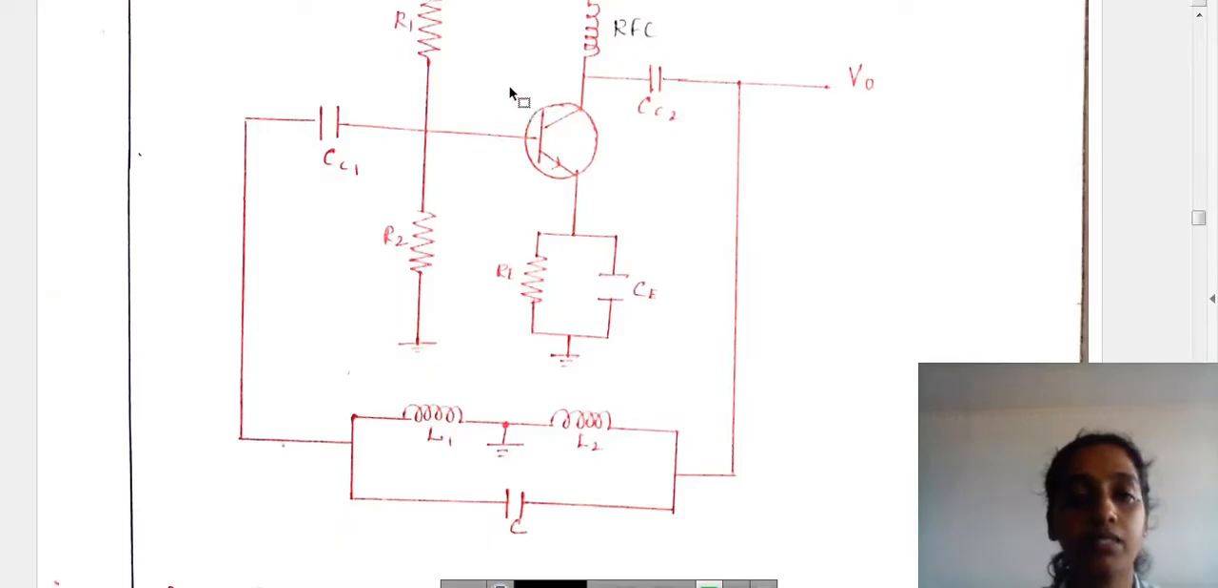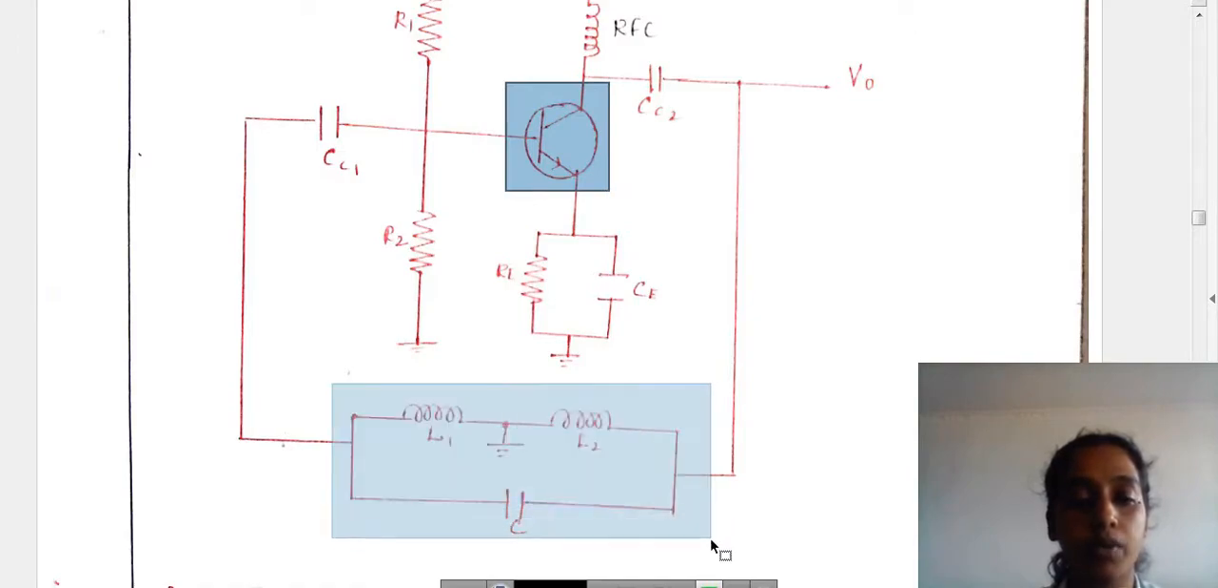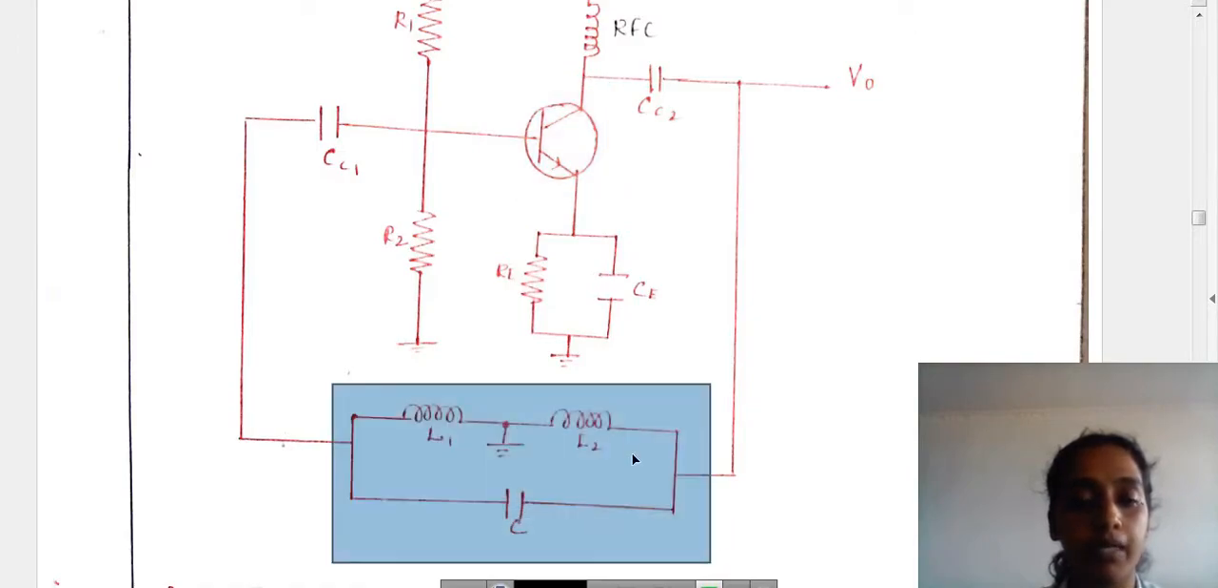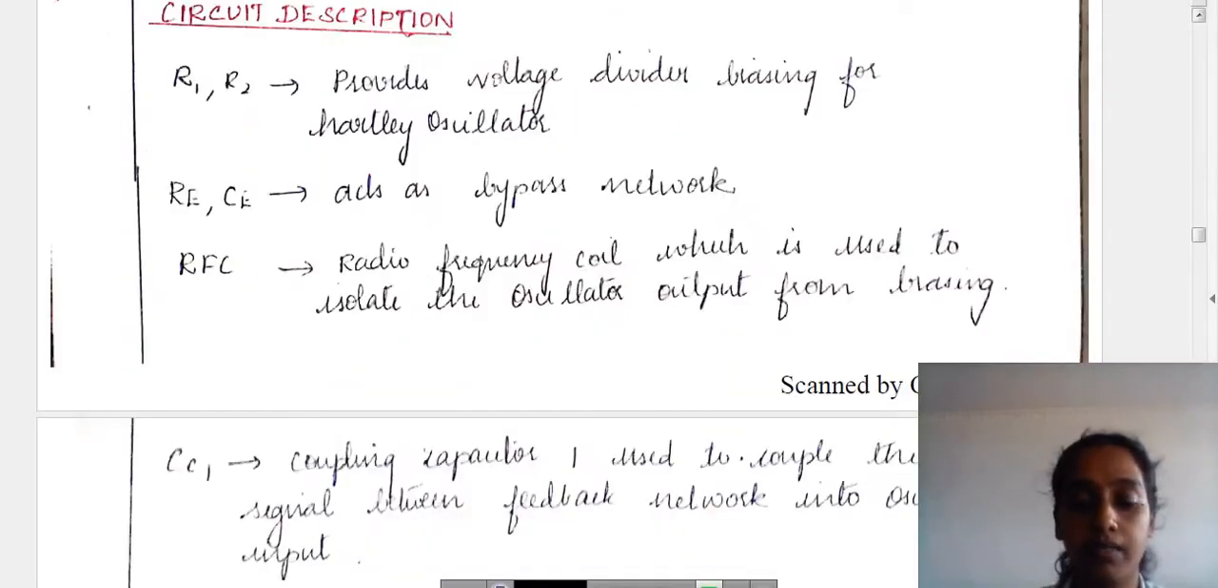Here the transistor will produce a 180-degree phase shift, and the tank circuit will produce a 180-degree phase shift. Thereby a 360-degree phase shift occurs in the loop, which satisfies the Barkhausen criterion for oscillation. Hence the criterion for oscillation is satisfied.